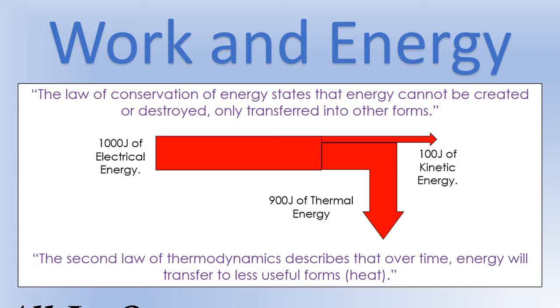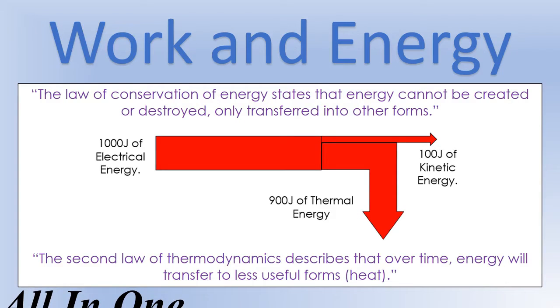transferred into other forms. If we look at our Sankey diagram that we've looked at drawing previously, we can see it starts off with 1,000 joules of electrical energy, and it ends up with 100 joules of kinetic energy and 900 of thermal energy. So we can see the total energy at the start is 1,000, and the total energy at the end is 1,000. So we haven't created or destroyed any energy, so that's fine.